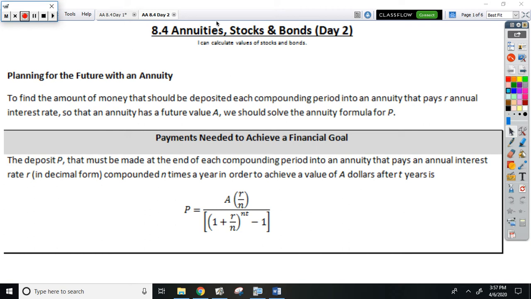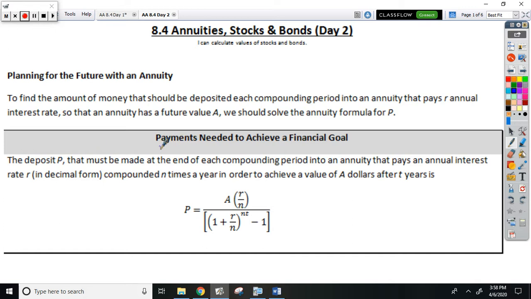All right, continuing our annuities lesson. In yesterday's lesson, we learned a formula for A equals, and in this one we are learning an equation for P equals. So these are planning for a future with an annuity. This is something you'll think about: how much money do I want in the future, and work backwards to find out how much we should be putting in each month or each quarter.